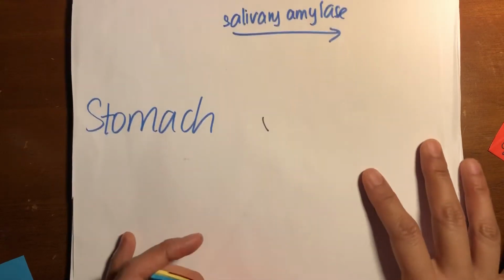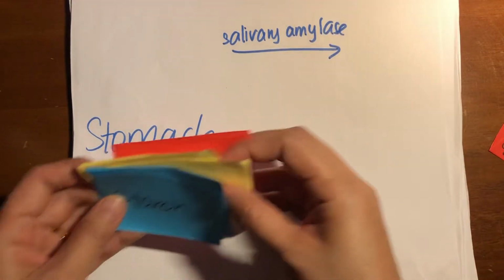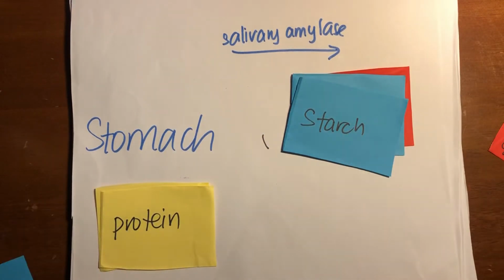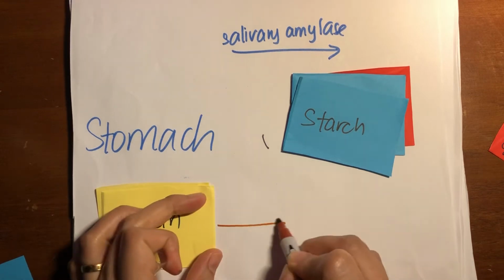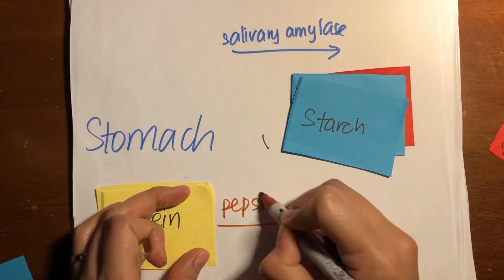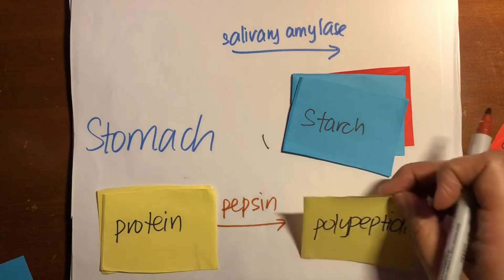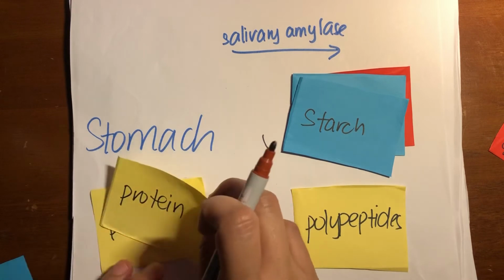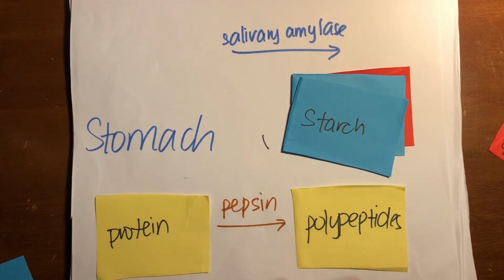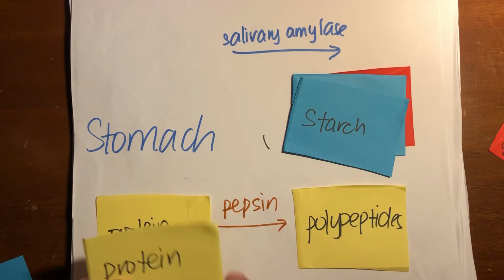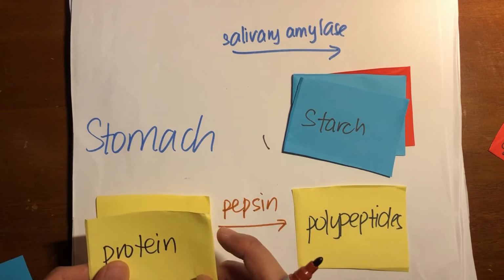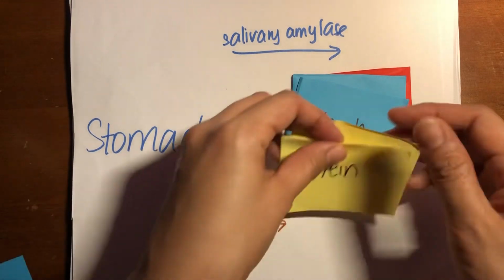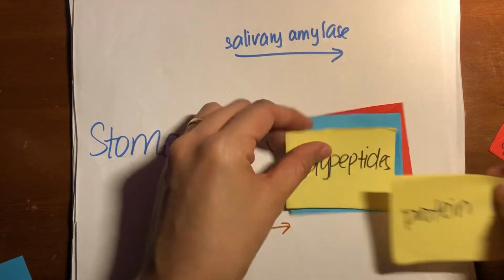Now in the stomach, there's pepsin. Pepsin works on the proteins. Okay, the protein will be digested into polypeptides by pepsin. So this protein will be digested into polypeptides, this one, and there will be some leftover proteins because it only stays in the stomach for 4 hours. So this is what you have now.